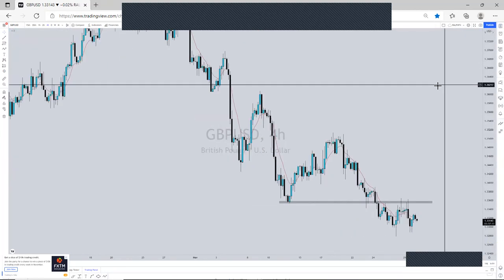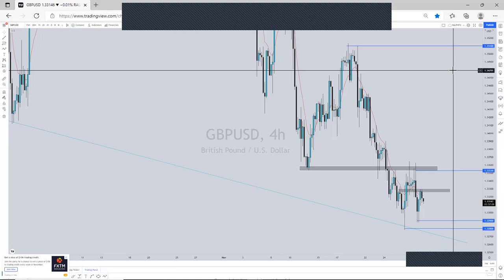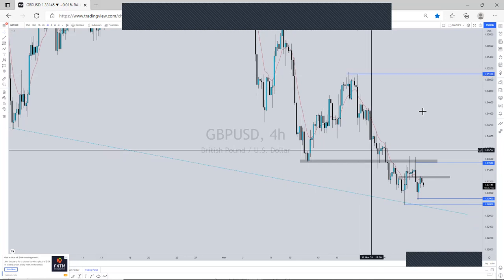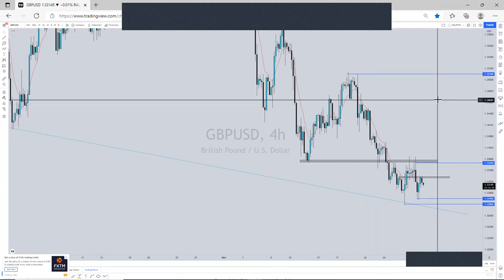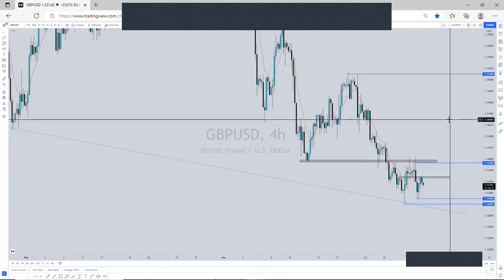GBP/USD has been tricky for me. It's been difficult for me to trade GBP/USD over the last 2 weeks, I would say, right? I've been getting washed out of GBP/USD. I've taken 2 trades on GBP/USD in the past 2 weeks, and I've lost good trades.